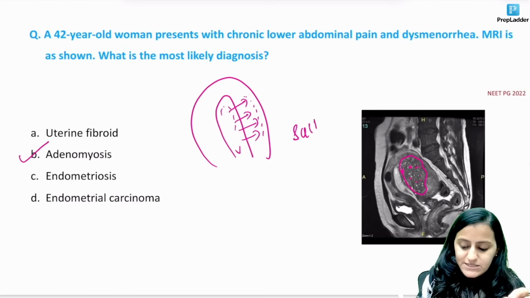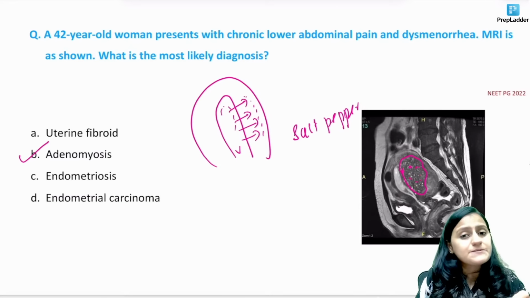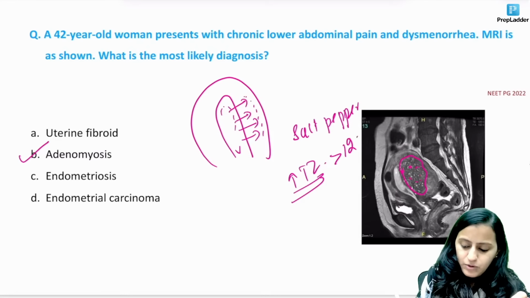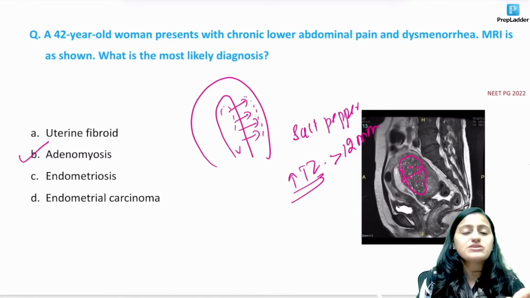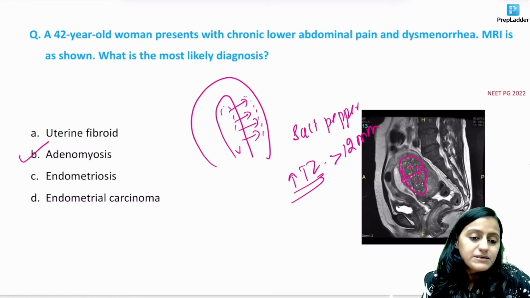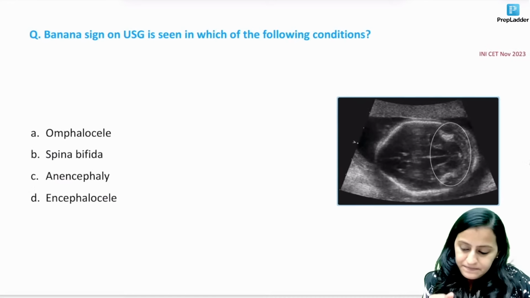This is called the salt and pepper appearance. Remember, there is an increase in the transitional zone thickness, more than 12 mm. The transitional zone is thickened, right? And you have this salt and pepper appearance. Absolutely right.